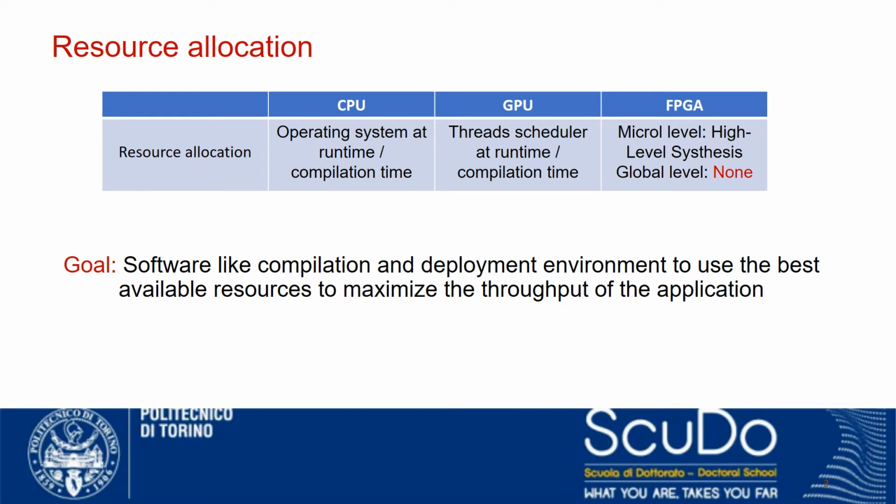Given an application which includes a pool of tasks, they should be given certain computational resources in order to execute the complete application. Unfortunately, unlike CPU, which uses an operating system, and GPU, which uses a thread scheduler to allocate resources at runtime or compilation time, FPGA only has micro-level resource allocation, which can be done by using high-level synthesis. The global level resource allocation is totally left to the programmer. So our goal is to provide a software-like compilation and deployment environment to use the best available resources.